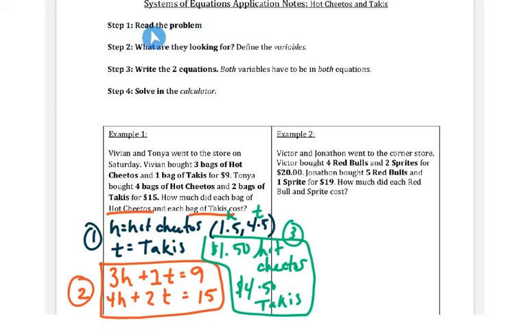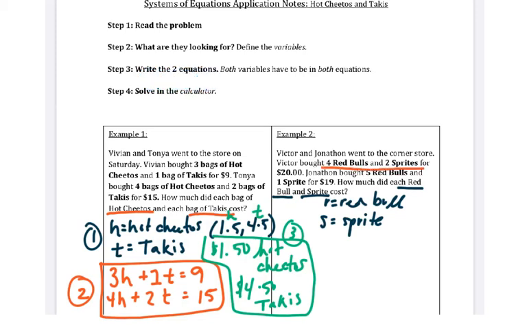So step 1, we read the problem. What are we looking for? Define our variables. So the variables will always be in your question. The question says Red Bulls. So I'm going to use the letter R to represent Red Bulls. And then Sprite, I'll use the letter S to represent Sprites.